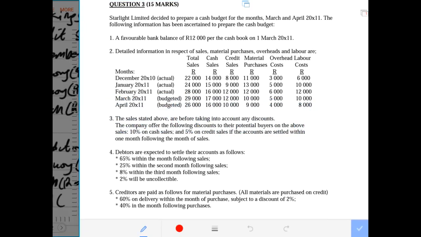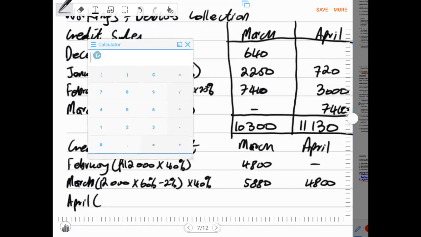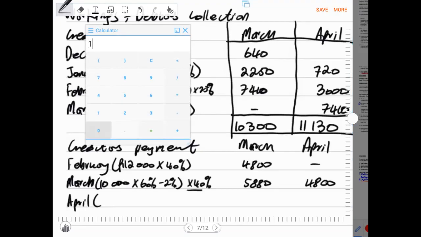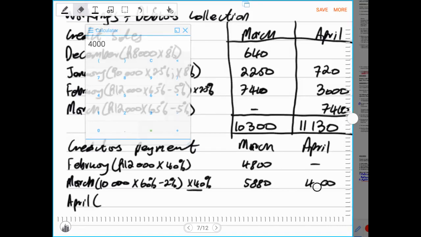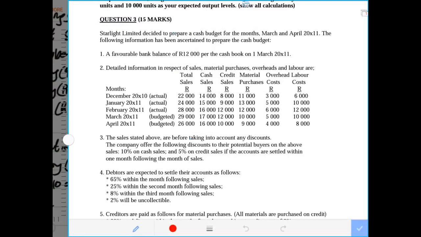Let me just recalculate that. Now there is something wrong here that I've done. The 40% here is 40% out of 10,000, not 12,000. Yes, that is 10,000, not 12,000. That is 10,000, which becomes 4,000, not 4,800. Then let us check if that was March 10,000 credit purchases for March. Yeah, it was 10,000. Then now we have 9,000. I was just thinking of 12,000.